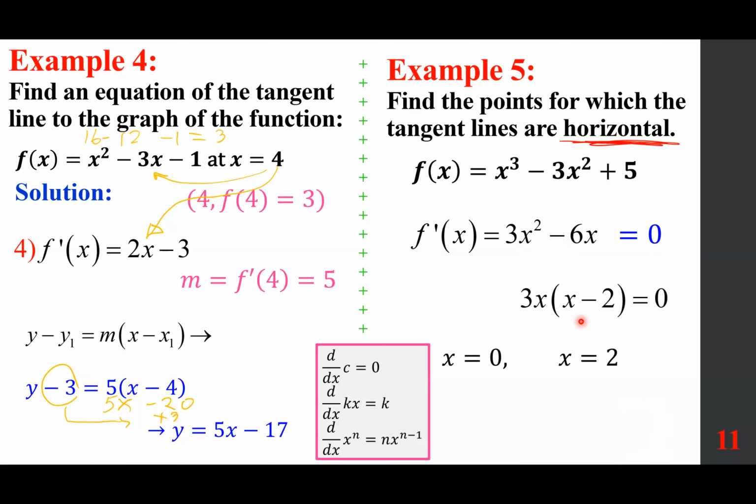And it is important to know this is a different point than this one. If you want the pair, plug in 0, everything goes to 0, you get 0, 5. Plug in 2, 2 cubed is 8, minus 3 times 2 squared is 4, which makes it 12. So we have 8 minus 12, which makes it minus 4, plus 5 is positive 1. So this is the second pair. There are two pairs here.